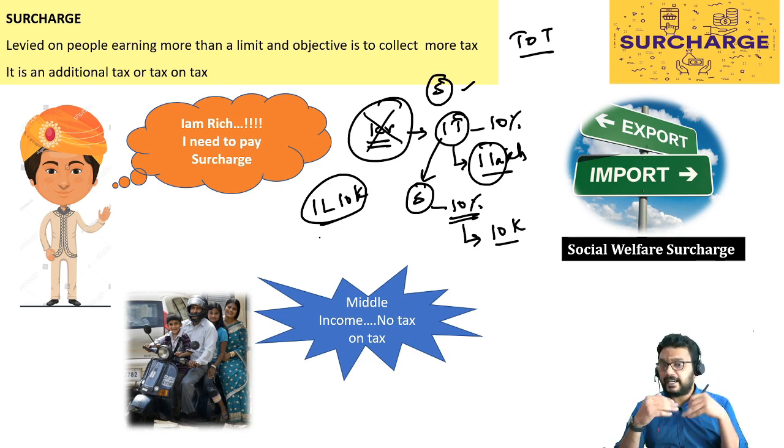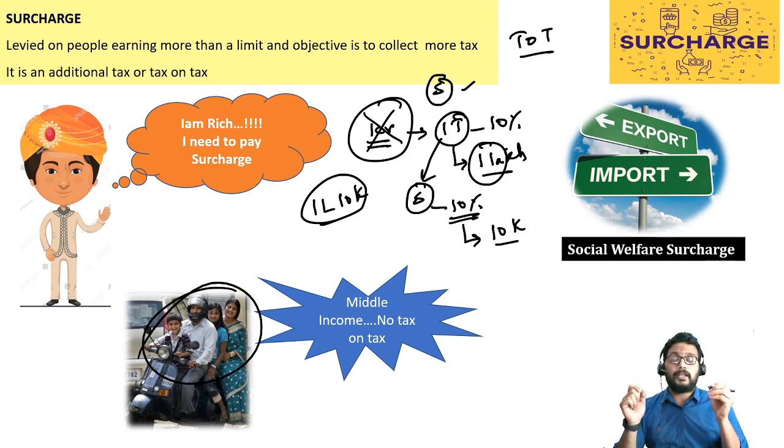Surcharge is an additional tax, a tax on tax, in order to maintain neutrality in the market. And if you are from the middle earning groups, you do not fall into the levies of this surcharge, but you are definitely eligible to pay cess, not the surcharge, because your income levels are very low.